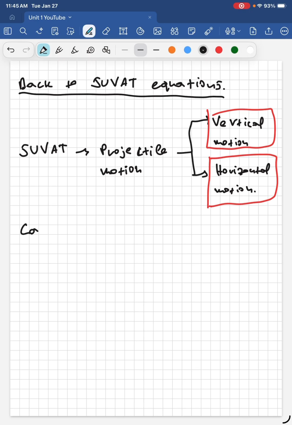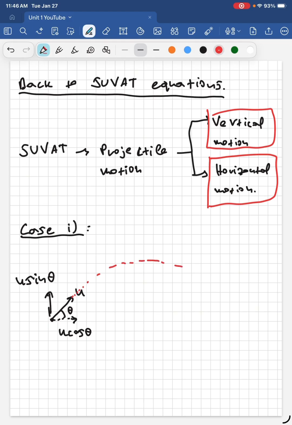So case one. You have the case in which some projectile is fired with some initial velocity u that makes an angle theta with the horizontal. Therefore this component is u cosine theta, and this component is u sine theta, which is something we just talked about. The projectile will generally undergo a parabolic motion.